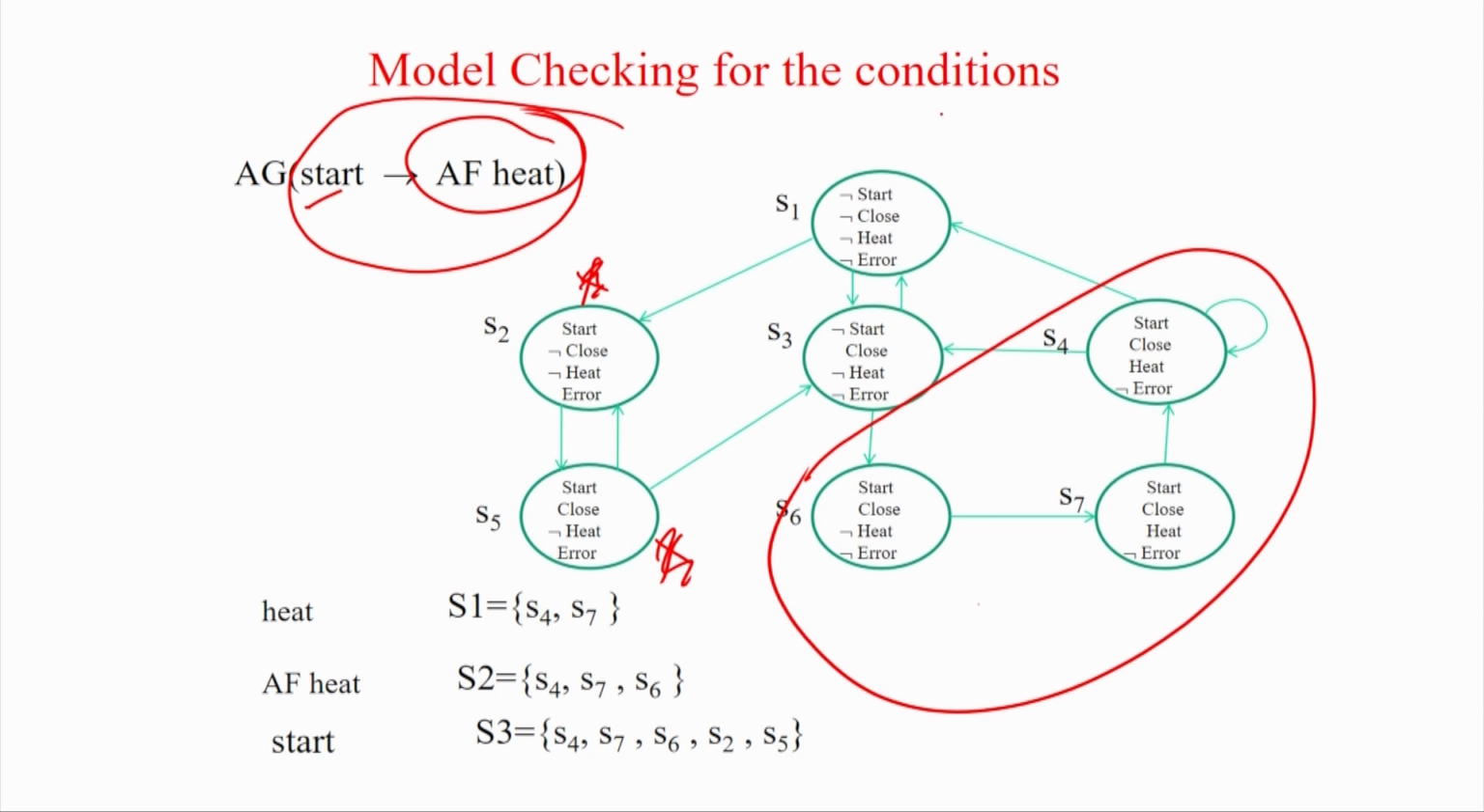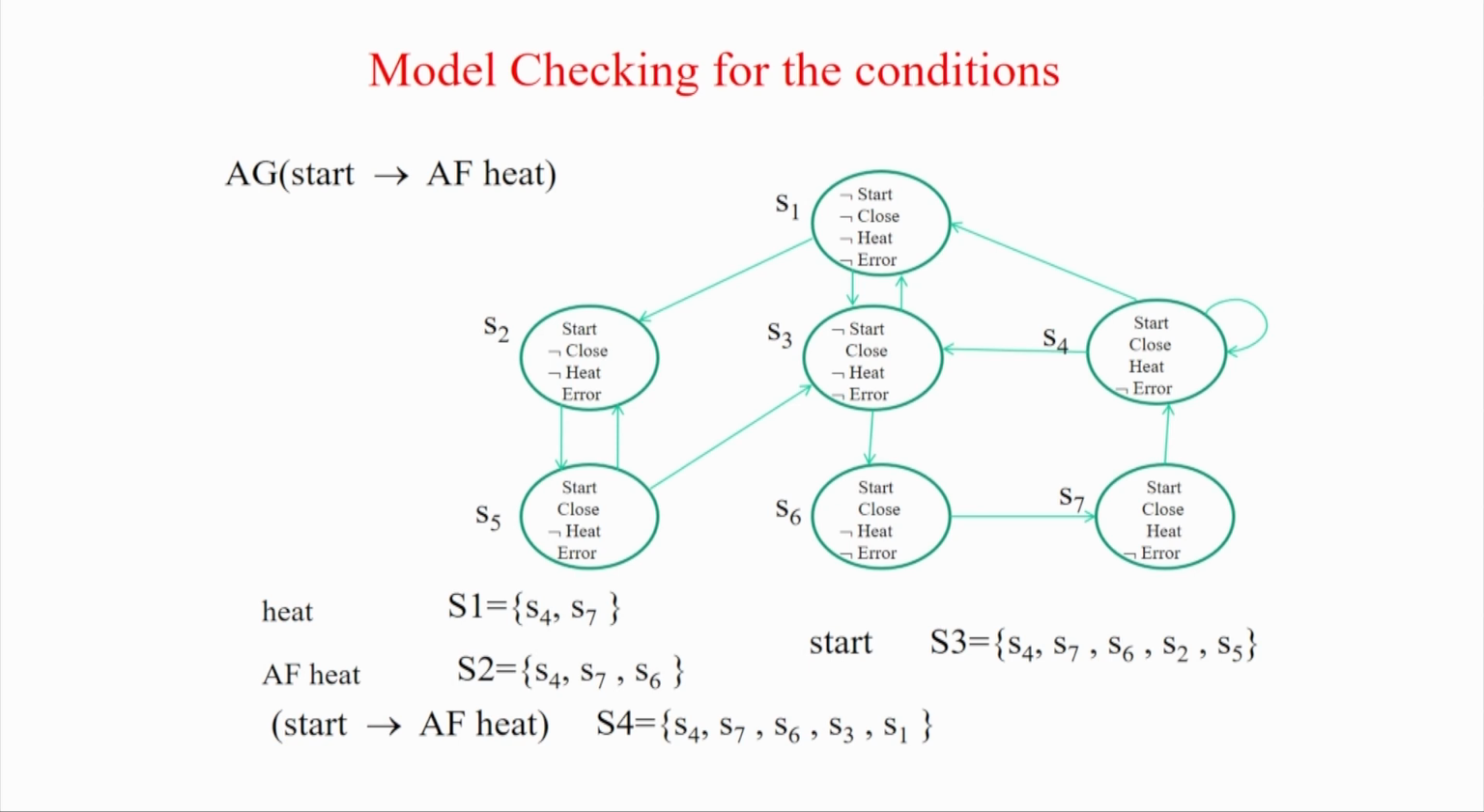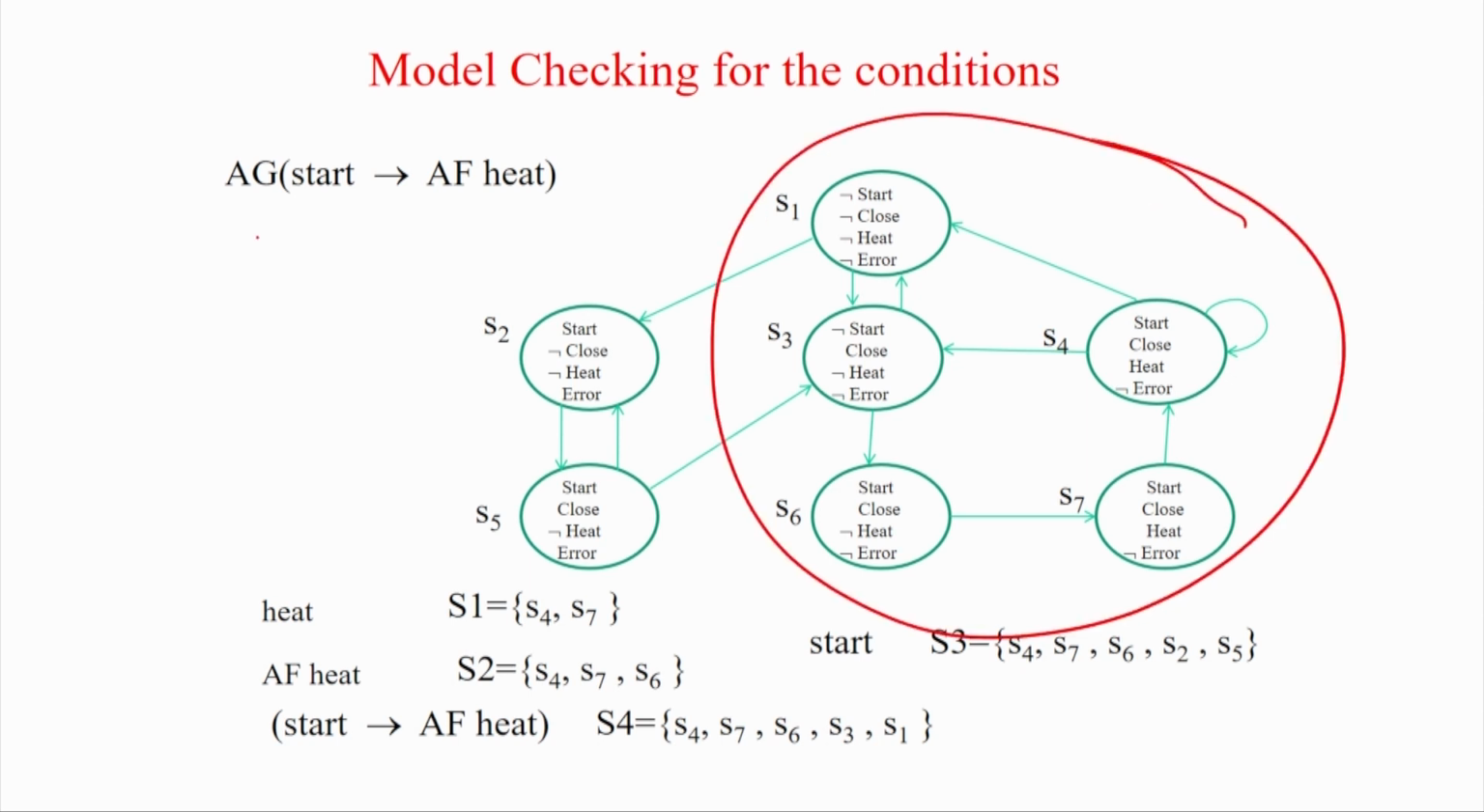That means these two states make this formula true vacuously, because in these states start is false. So vacuously it is true. A implies B: if A is false itself, the implication is considered true vacuously. So this is what the steps are. By labeling, it will find out that S4, S7, S6, S3 and S1 are the states where this is actually true.